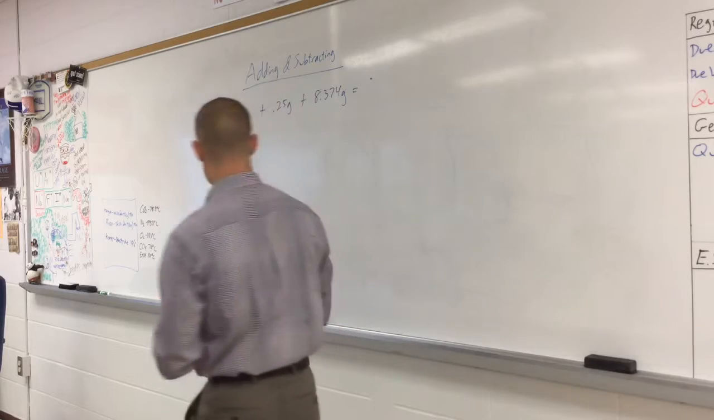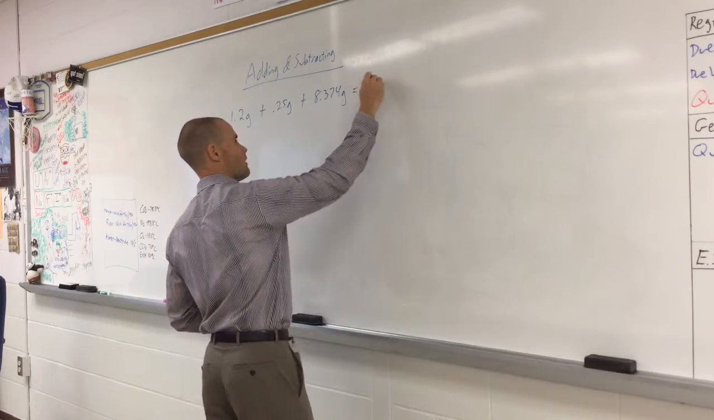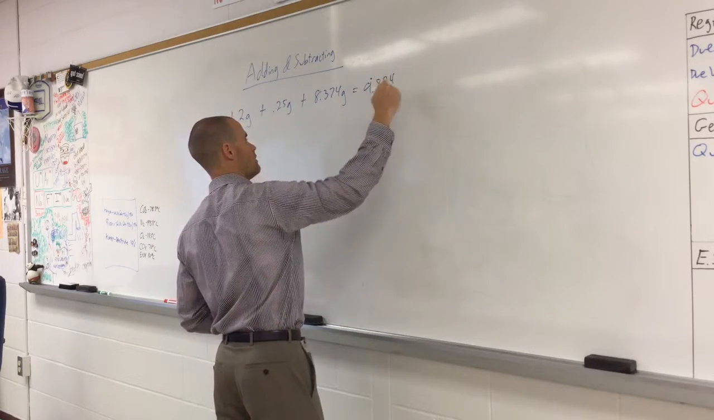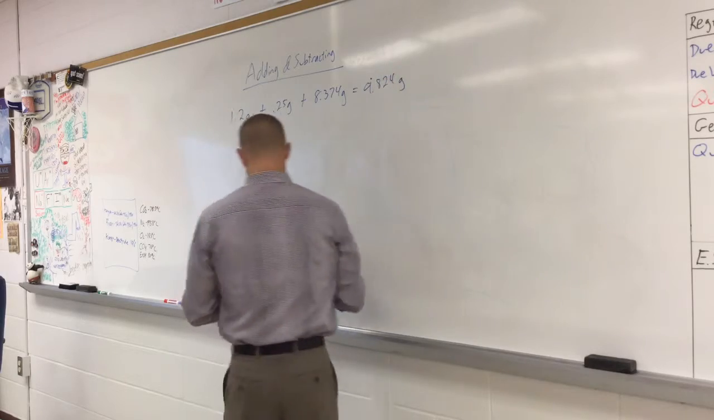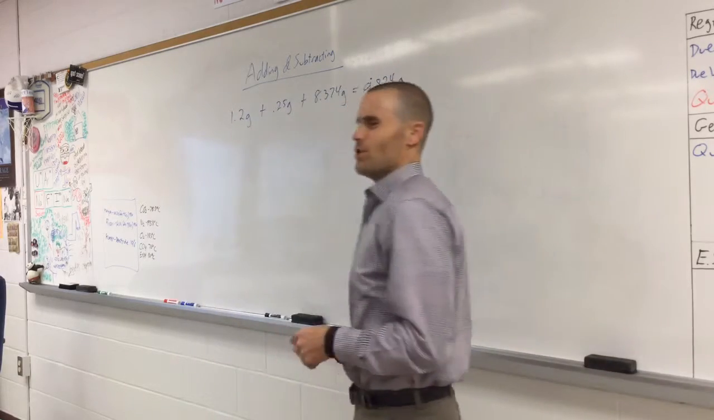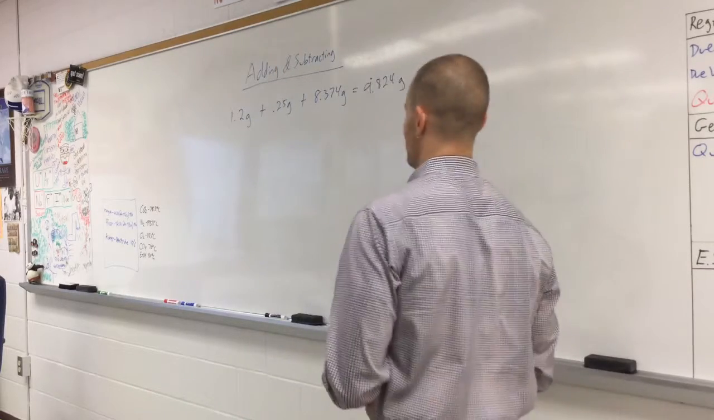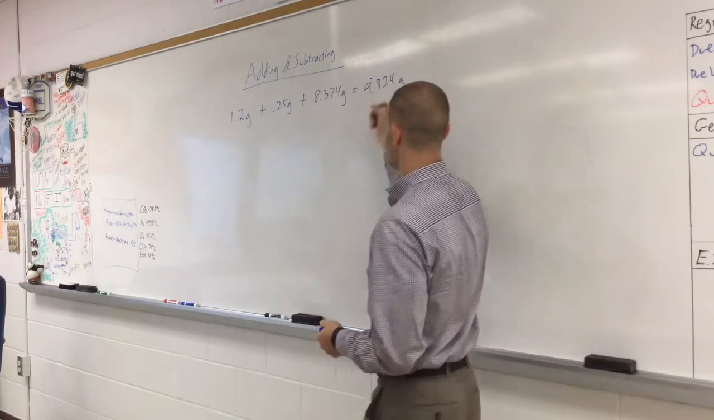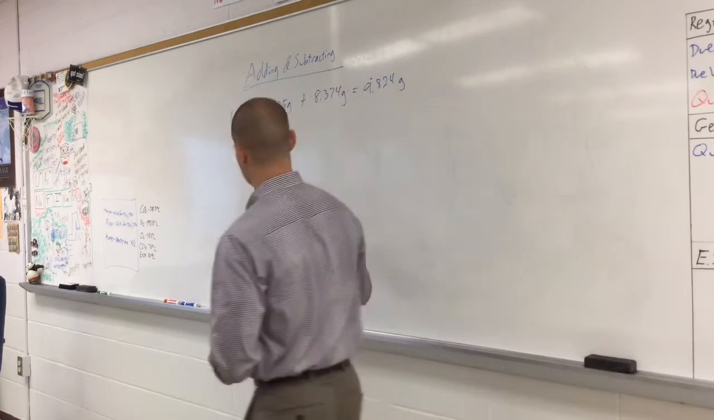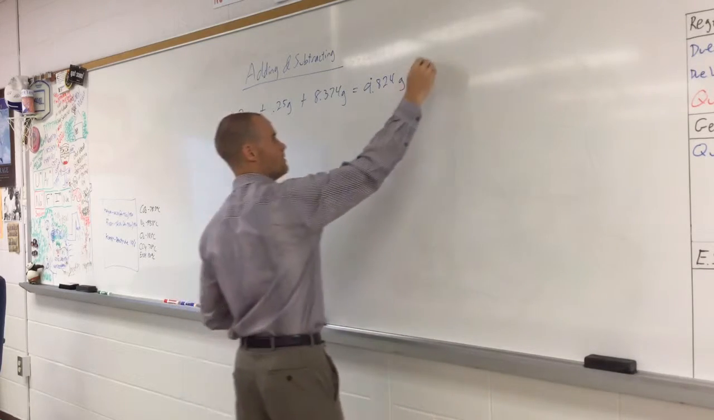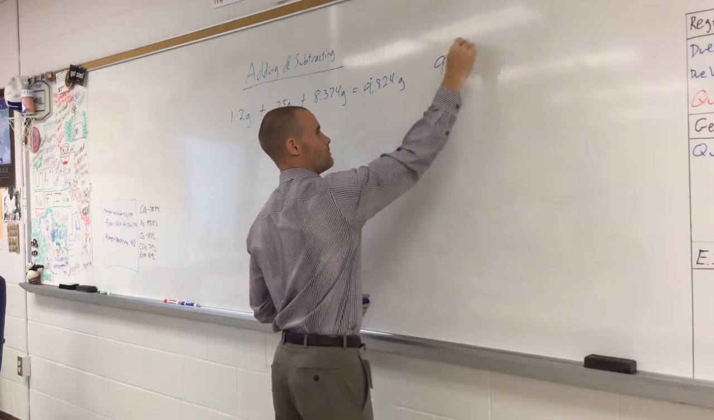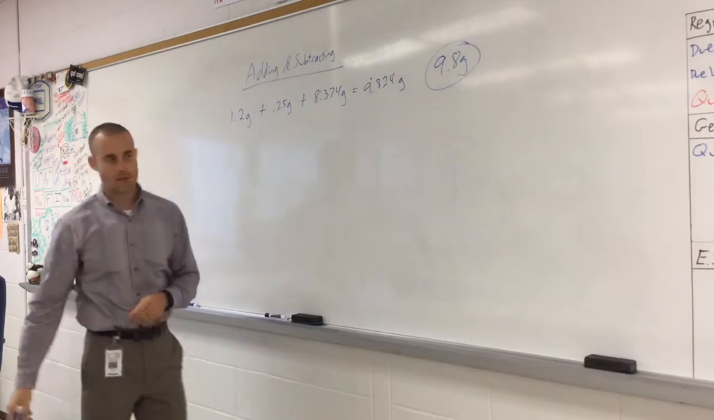Dylan, what'd you get? 9.824 grams. How come it's not grams cubed? Because you're adding, right? So when you add, it's just the same unit. Here's the answer. So this rounds to 9.8 grams. Let me give you another example.